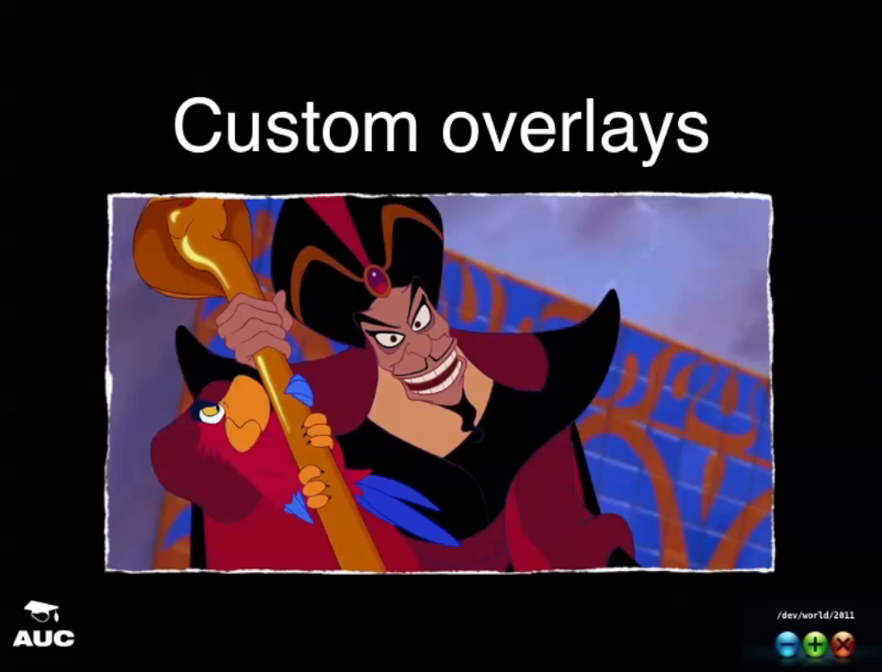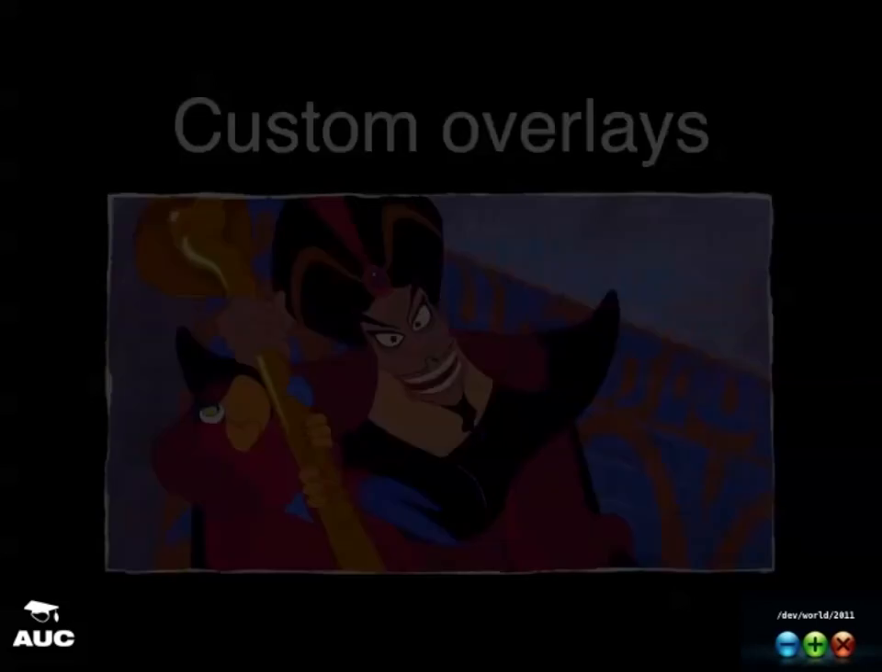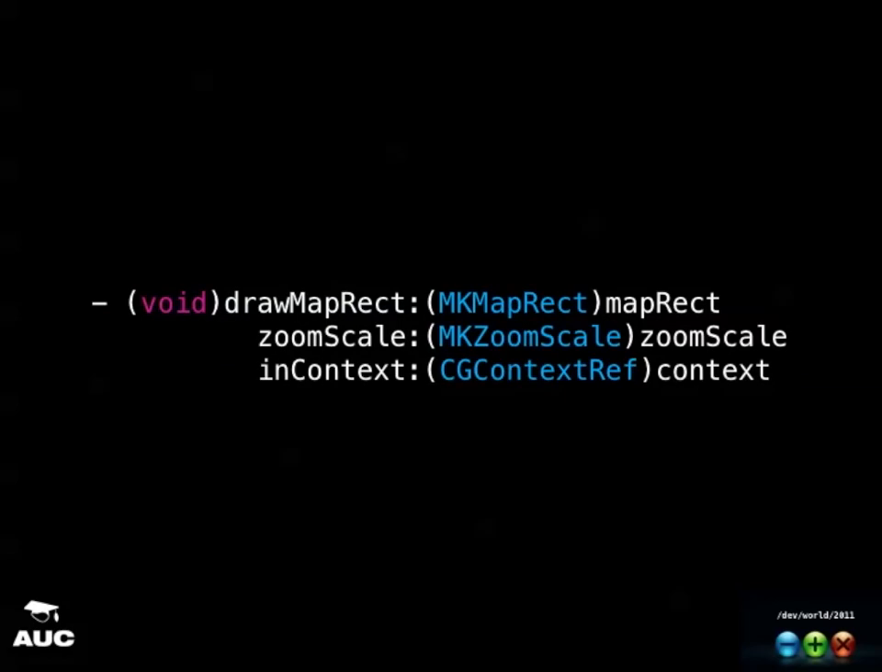I don't want to say you guys are stupid. You're almost certainly all smarter than me, but it is hard, and it's very easy to screw up. If you do want to make your own, pretty much what your overlay has to do is use this method correctly: draw map rect, zoom scale, in context.